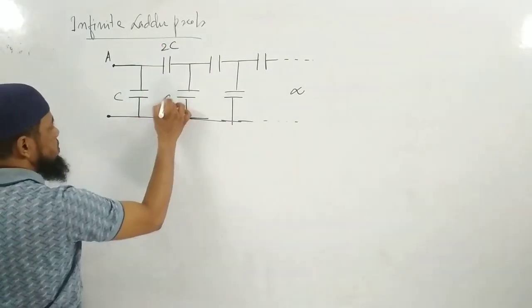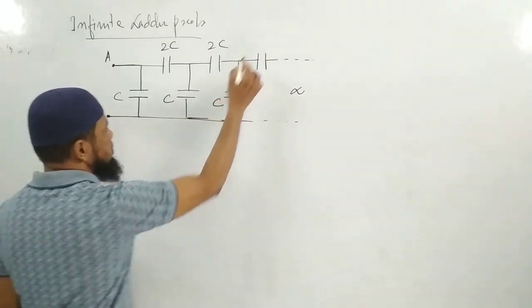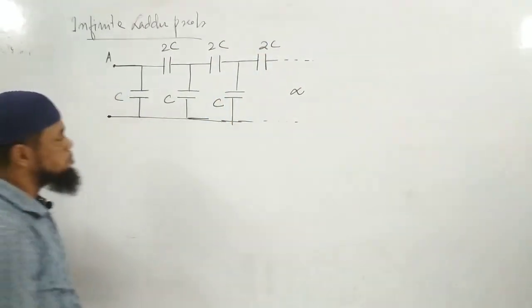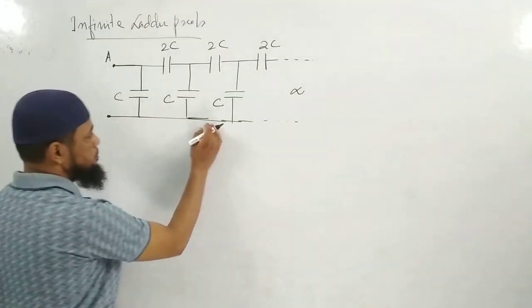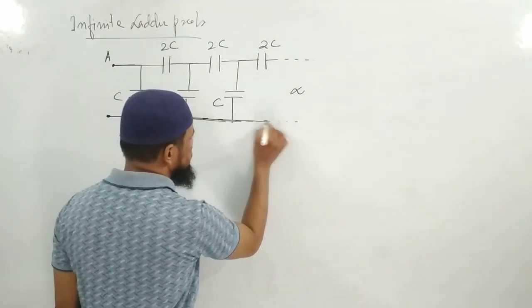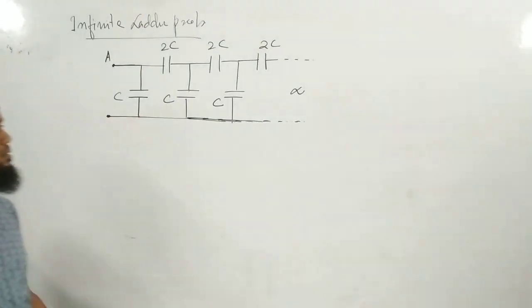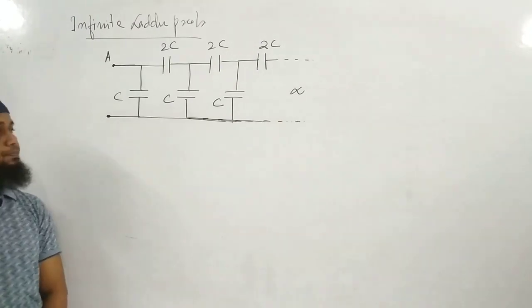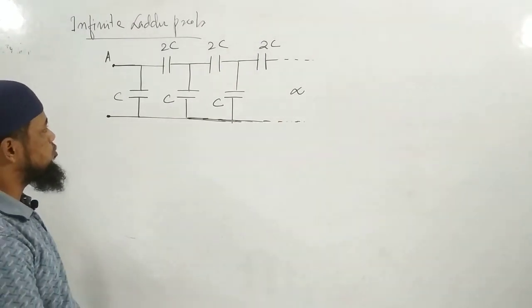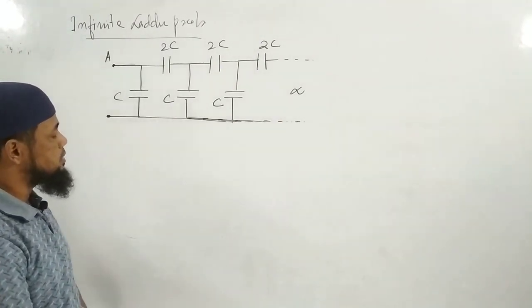C, twice C, C, twice C, C, twice C. This is one particular type of problem. How can we find the equivalent capacitance in this particular circuit?